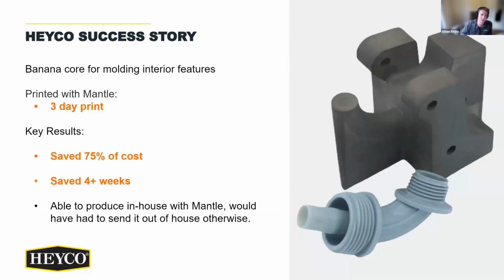Another example here, they were calling this a banana core. It's a slide component that was used to mold the inside of this plastic component you're seeing here. A 3-day print saved them 75% of the cost and over 4 weeks, because they didn't have to do finishing to that feature detail. Additionally, Heiko has a pretty capable tool room, but they said they would have had to send these tools out of house to be made if they hadn't had the Mantle system to get them there.